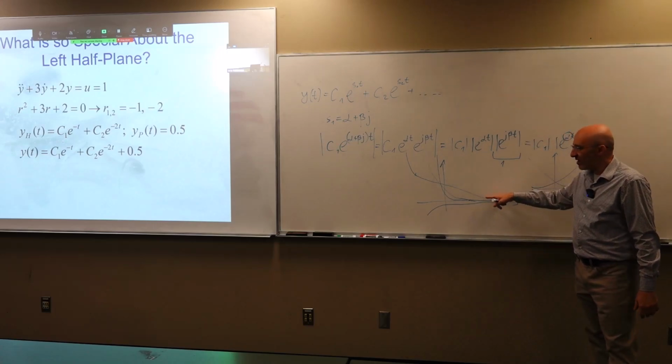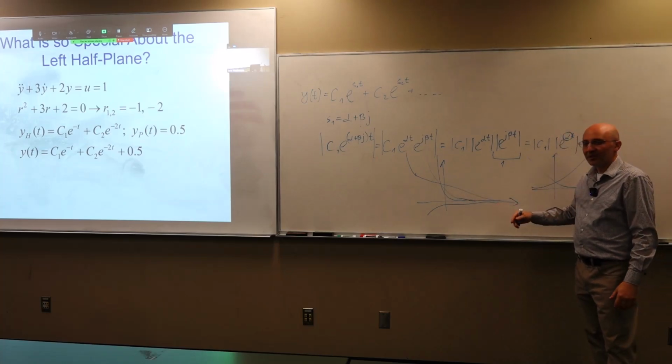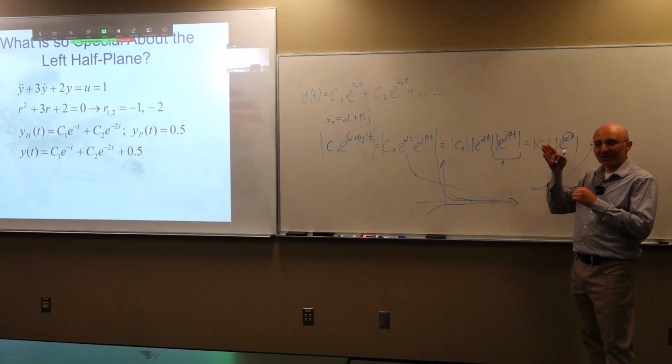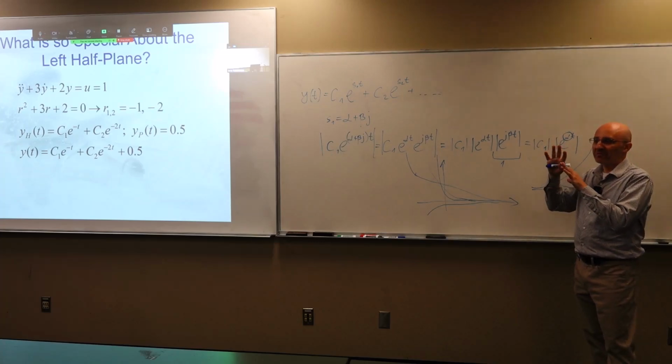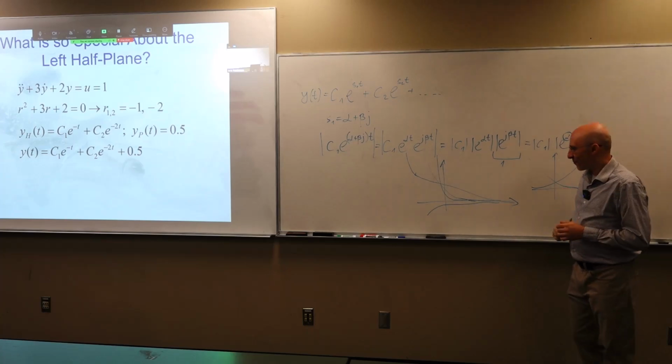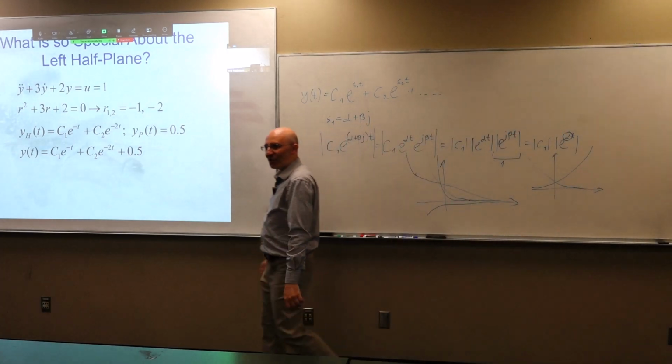So if all of them are very fast, then it converges faster. But you need to look only on the slowest ones. So if you know the slowest one or 2 slowest ones, this will tell you how fast your system is converging. All right? Any questions?